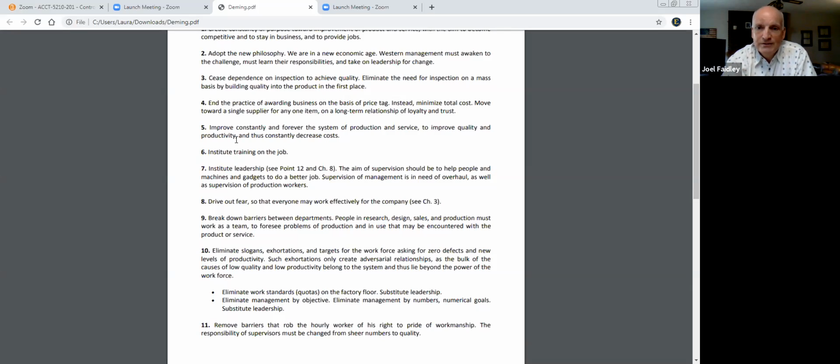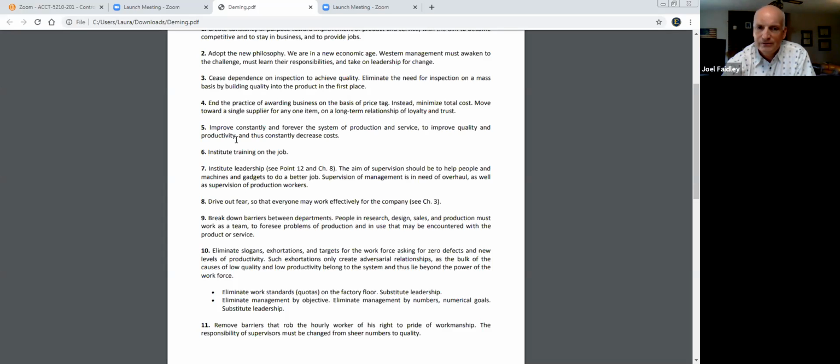The aim of supervision should be to help people and machines and gadgets to do a better job. Supervision management is in need of overhaul, as well as supervision of production workers. You want leaders. You want people who tell you what's going on. And that production line, if they're out there 8 hours a day looking at something, they're the experts. They're the master of one. Listen to them. Your job as a supervisor, manager, CFO, CEO, is that you don't know everybody's job and everything about everything. You got to have good people around you if you're going to be successful and if your company's going to be successful.